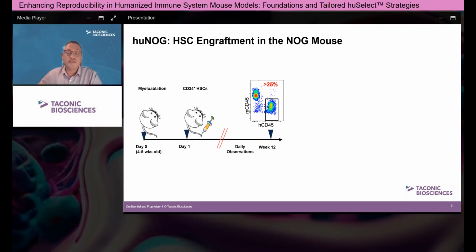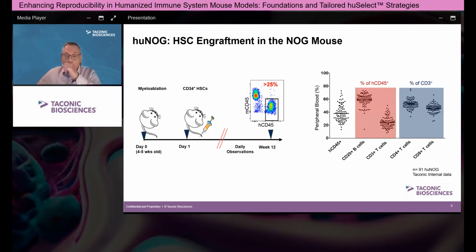And we quantify the total number of human CD45, the pan-hematopoietic marker, versus mouse CD45 to determine that percentage. We also look at numerous other markers in these models. I'm showing here just markers for B cells, T cells, and T cell subsets, showing that each of these populations are present. And the T cells include both CD4 as well as CD8 T cells.